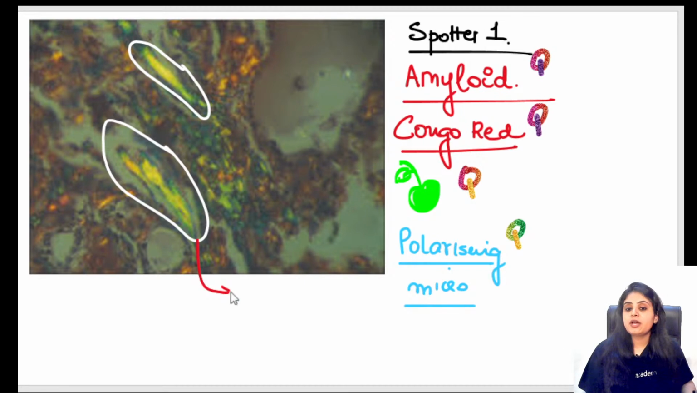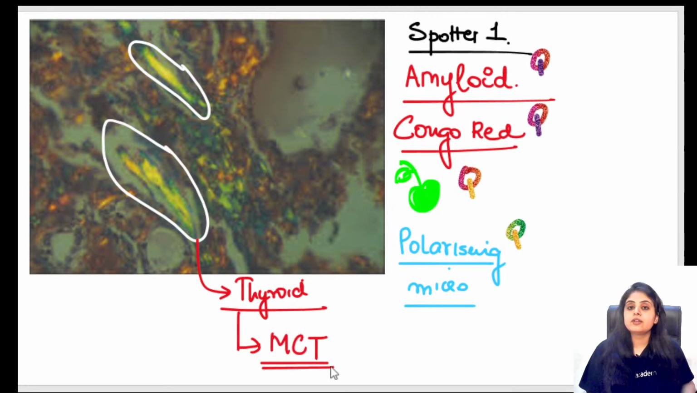If I say this is a biopsy from the thyroid, then which is the tumor that we would be thinking of? Thyroid and amyloid. There's only one tumor coming to our mind because this biopsy was actually from the thyroid only. So which thyroid tumor shows you amyloid? The thyroid tumor is medullary carcinoma thyroid.